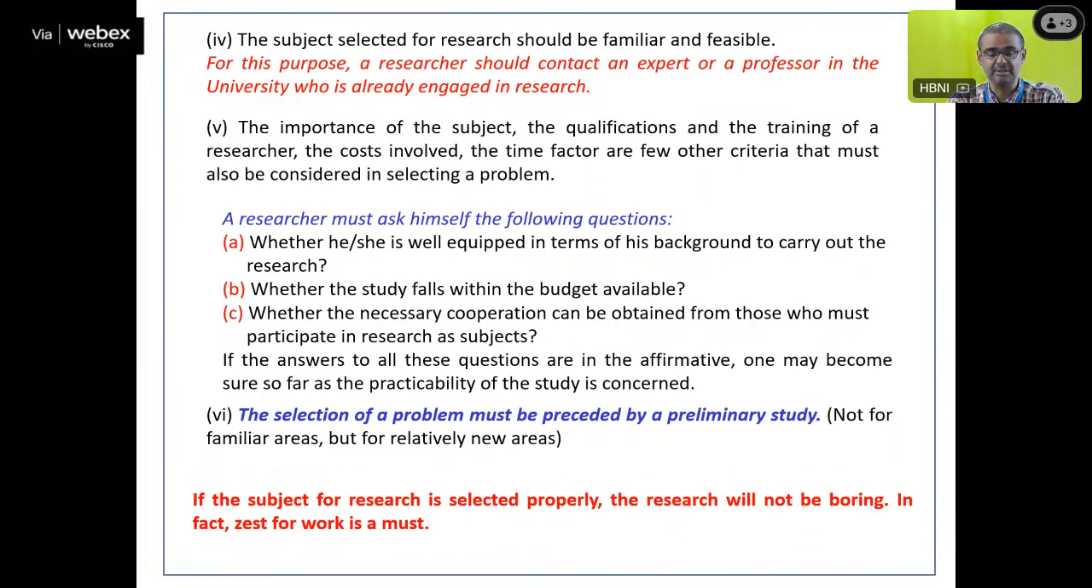The subject selected for research should be familiar and feasible. For this purpose, a researcher should contact an expert or a professor in the university who is already engaged in research. Somebody who is starting to do research and selecting his or her problem, which he will investigate in due course or solve with a definite objective, should be aware of what facilities he can use to solve this problem in the university or nearby places.